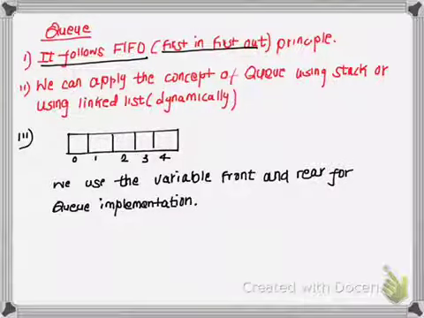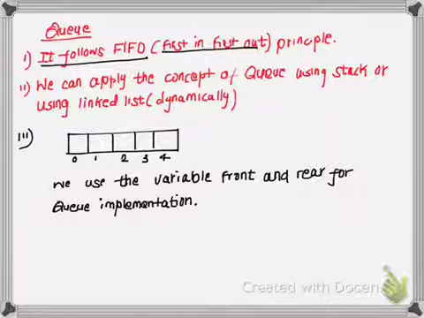Like the queue at a ticket counter, the person who goes to the counter first will receive the ticket first, and the person who goes to the ticket counter last will receive the ticket last. So there is no priority, just the first come, first serve principle.